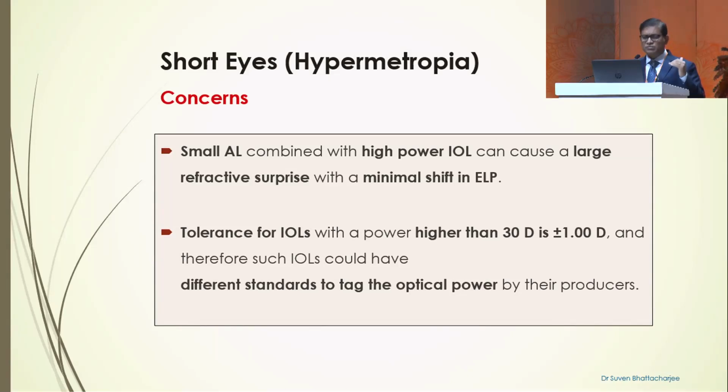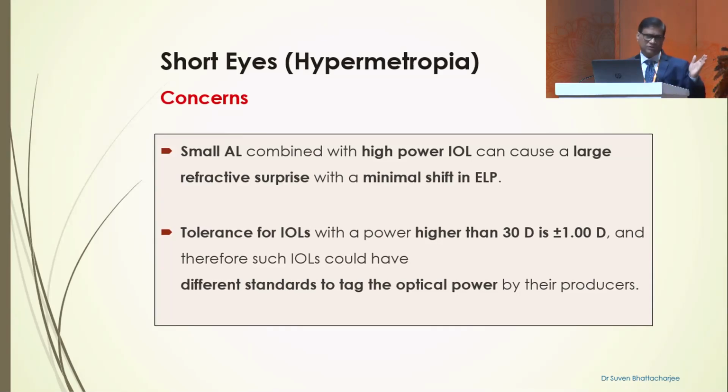Now, there is something which we have to understand very clearly. A small axial length combined with a high power IOL can cause a large refractive surprise, even with a minimal shift in ELP. Now, ELP has been the biggest bugbear in the entire IOL calculation process, and if there is a small shift over here, this is a huge difference.